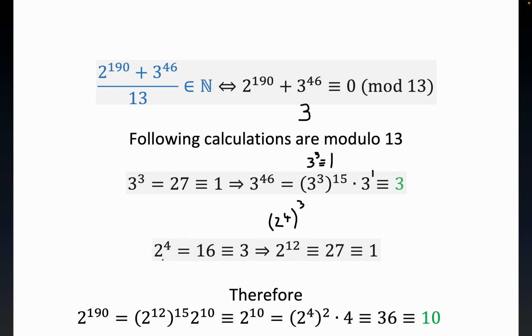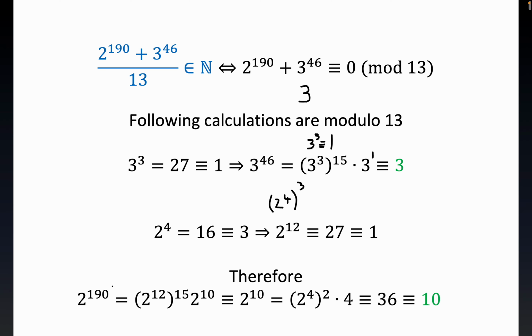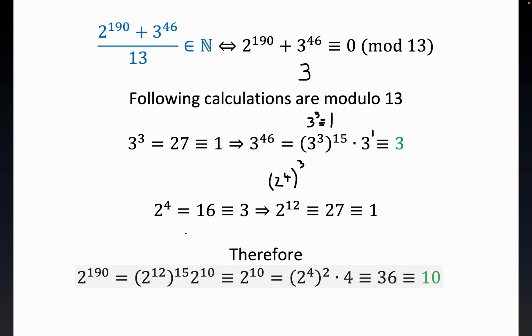Now with 2, folks, and again, we're doing 2 because we've already handled 3. Right now we're worried about 2. All right. Now, so let's take a look here. What does that do for us? Well, we know that 2 to the 12th is congruent to 1. Okay. So we also know that 12 times 15 is 180, right? And 180 plus 10 is 190, right? And that's just laws of exponents.